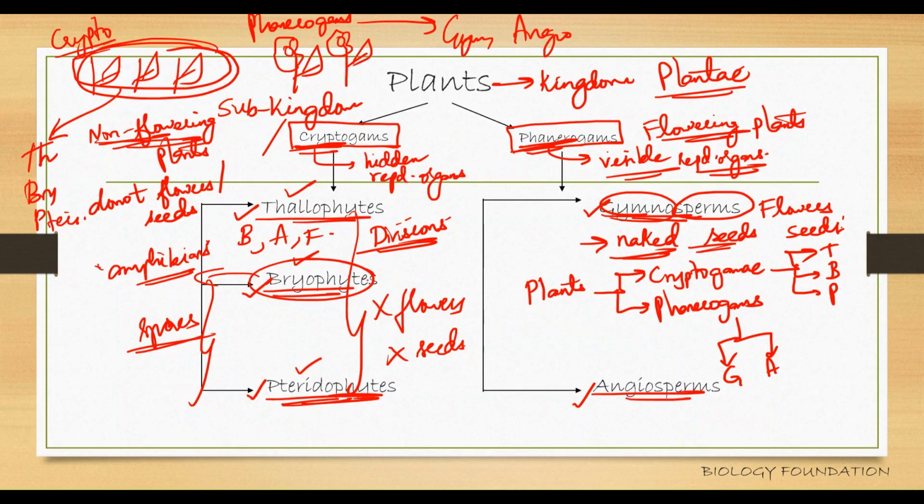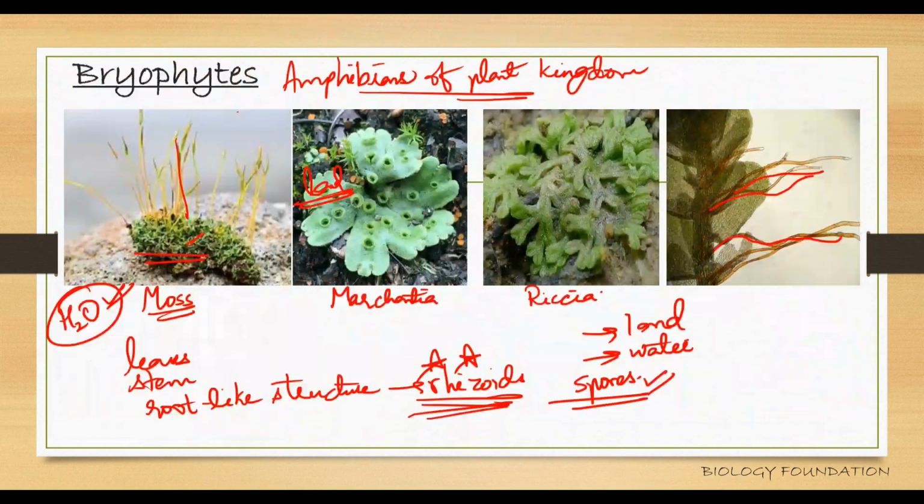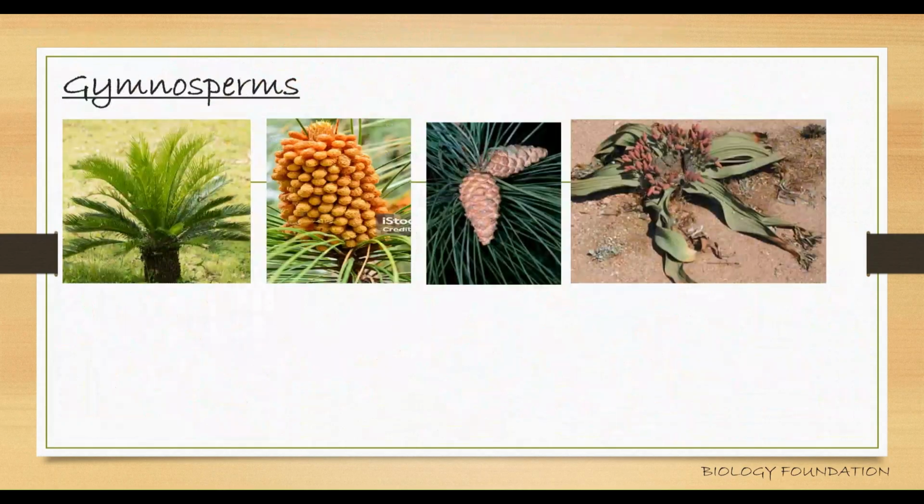Since they grow both on land and water, they are said to be the amphibians of the plant kingdom. Now let's understand the flowering plants, the plants which produce flowers, where they have visible reproductive structures. They are again classified into two types, gymnosperms and angiosperms. Let's understand gymnosperms. Sperma means seeds. Gymnosperms have naked seeds.